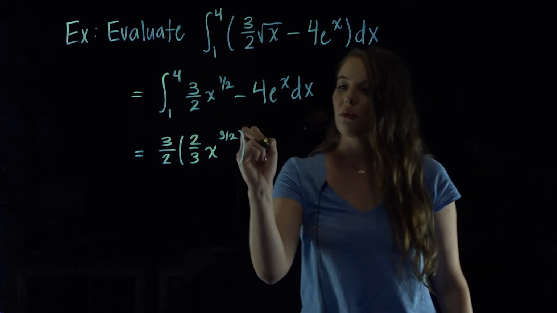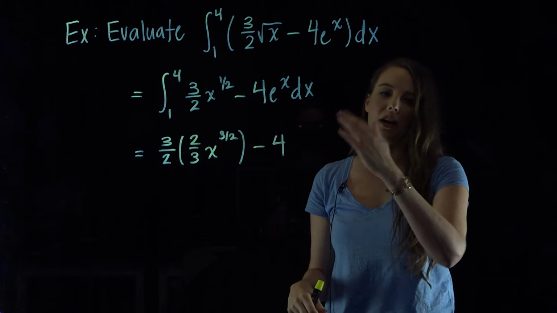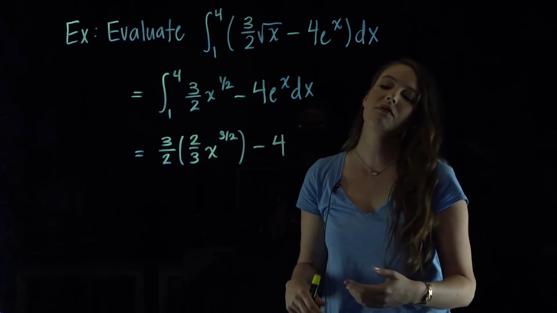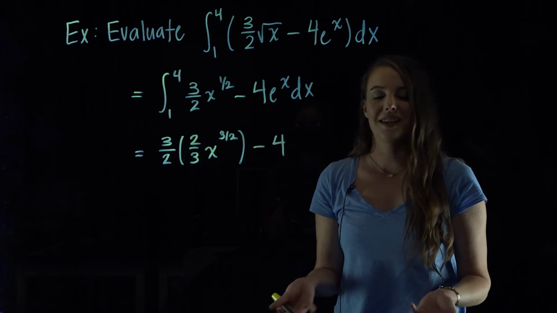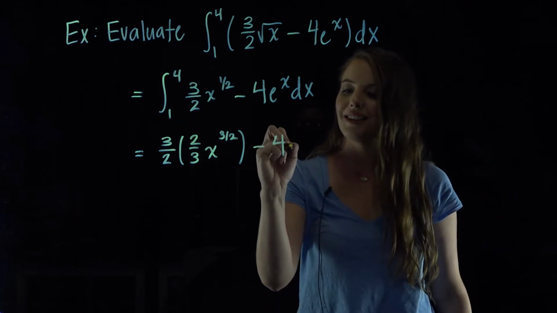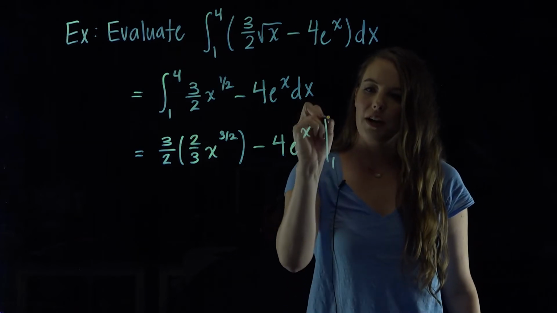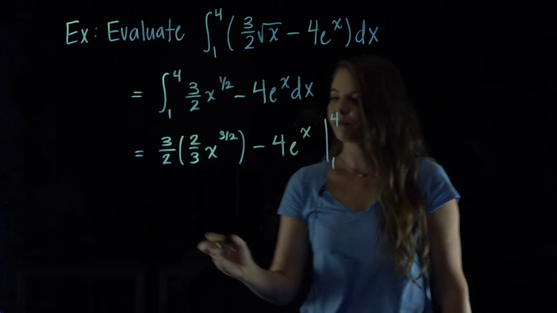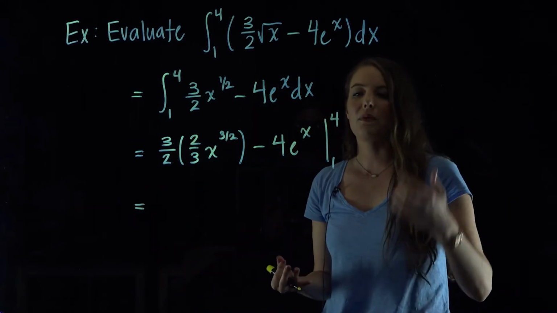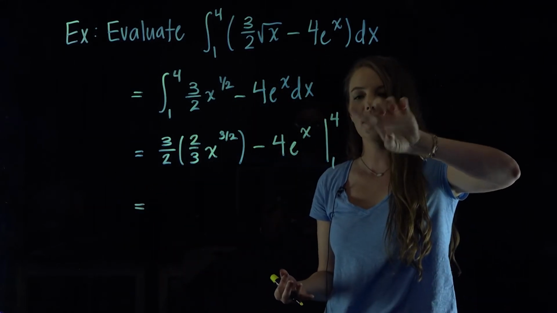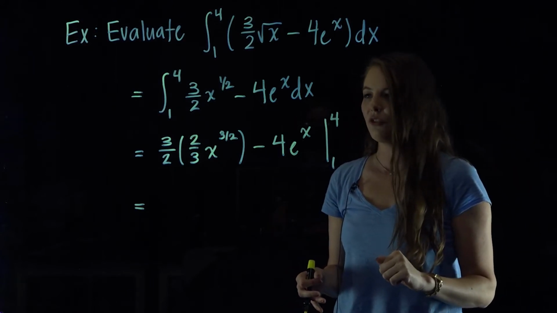For the second term, we have also a constant multiplier of 4, so that will come down as a constant multiplier in the antiderivative. And then we have e to the x. Our antiderivative rule for e to the x says that it is its own antiderivative, so we have that. And we want to evaluate this at 1 and 4. If you remember from the fundamental theorem, it says that we want to evaluate the top bound first and subtract off the bottom bound. So first I'm going to plug in x equal 4.